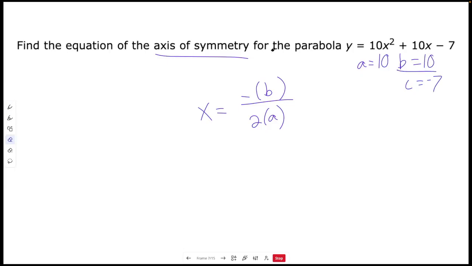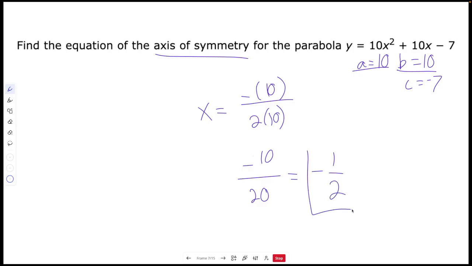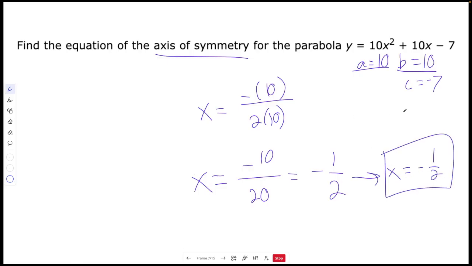So let's replace the b with 10. And let's replace the a with 10 as well, because both of them are 10. And then we just calculate. So now we're going to have negative 10 divided by 20. This is a fraction which can be reduced into negative 1/2. And so actually we should write it x equals. So our final answer is x equals negative 1/2.